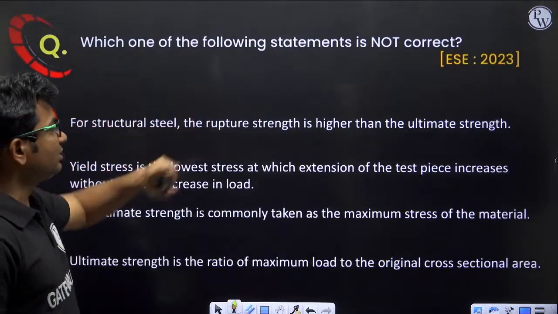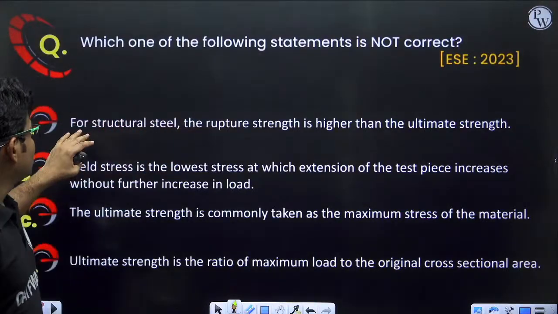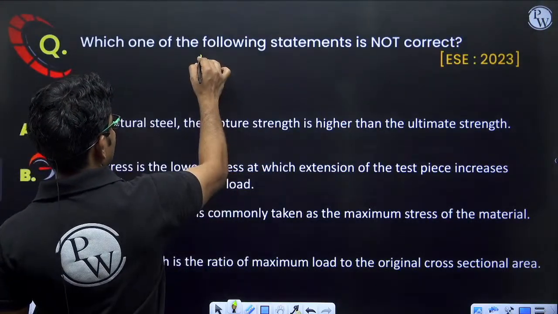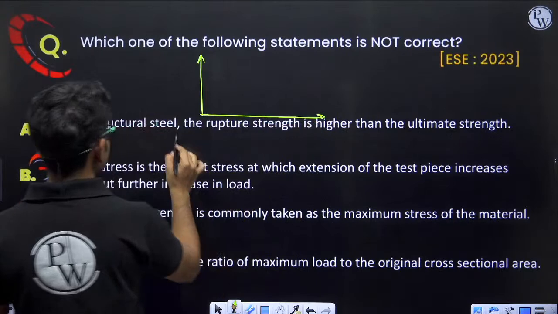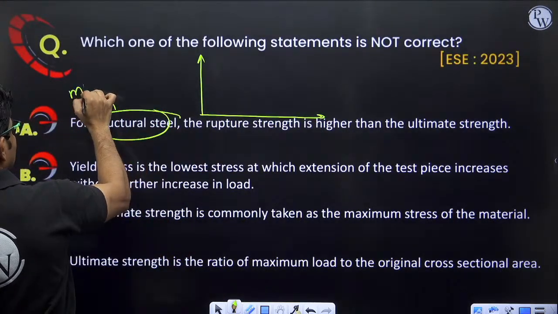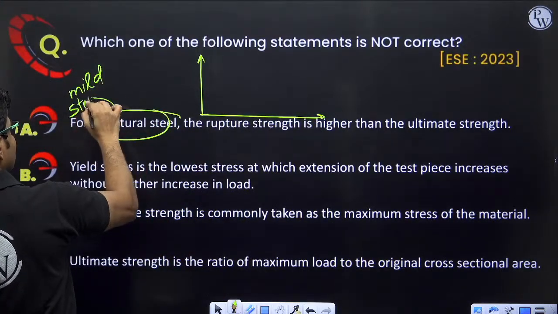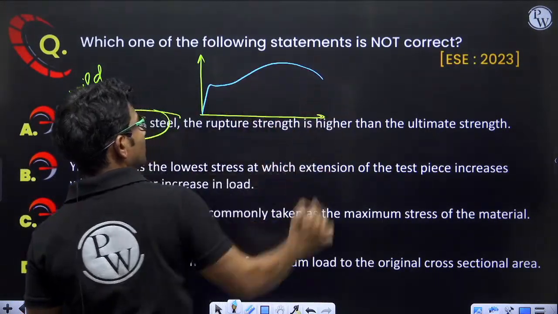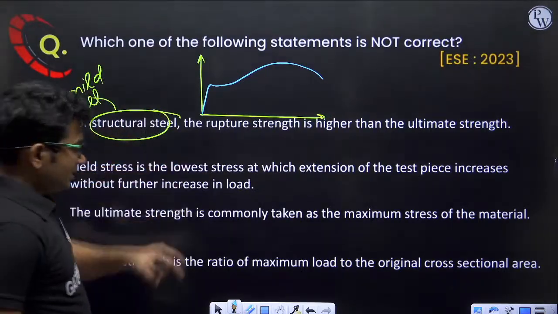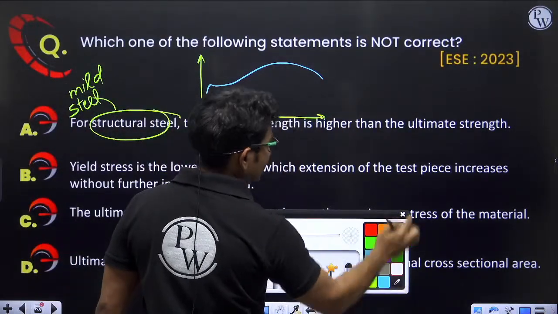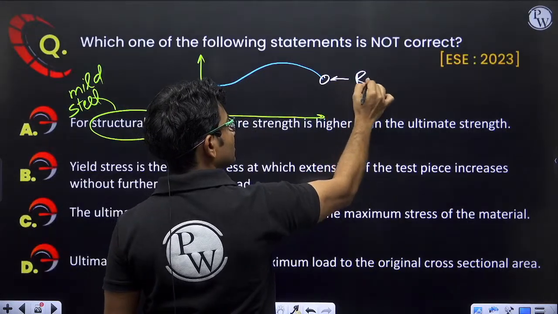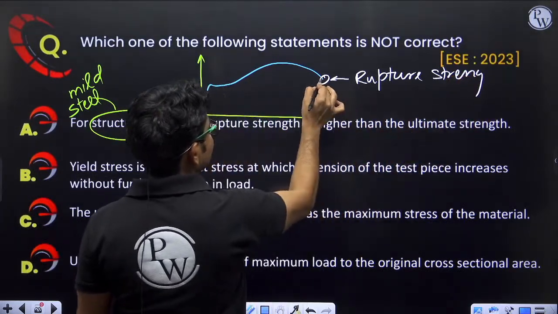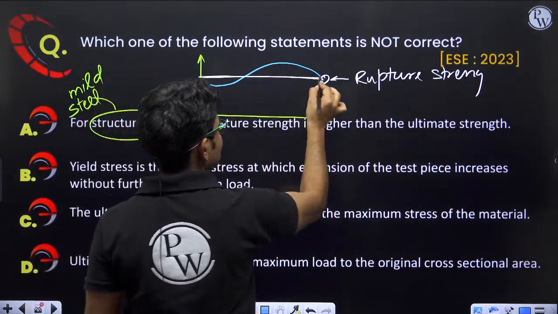Which one of the following statements is not correct? Okay, for structural steel, the rupture strength is higher than the ultimate strength. Structural steel means mild steel. So for structural steel, the stress strain curve is drawn like this. What is the rupture strength? Rupture strength is here. This much is the rupture strength.